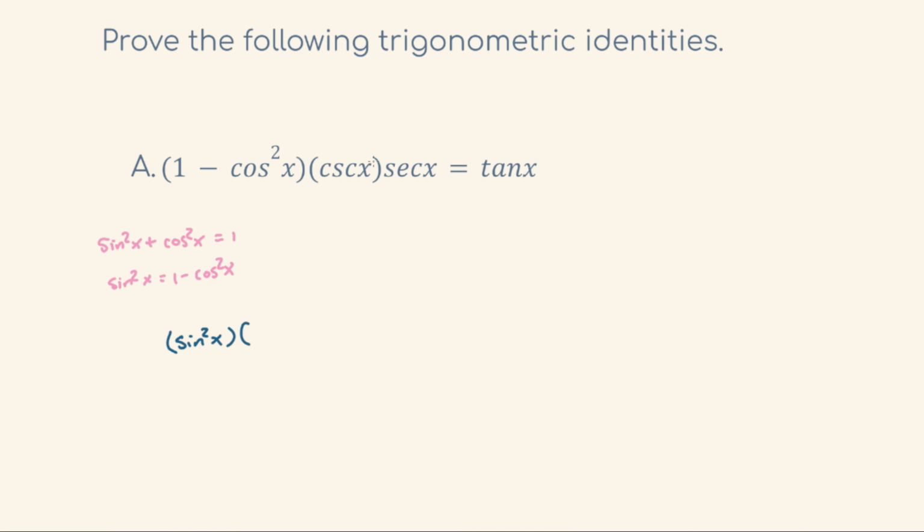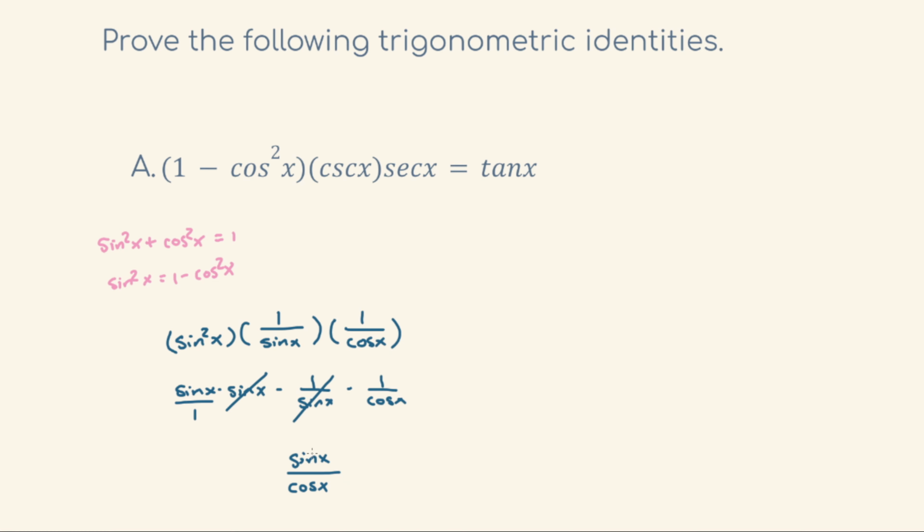And what do I know about this cosecant x? I know that's equal to 1 over sine x, right? And secant, what do I know about that? That's 1 over cos x. All right, great. Now this sine squared x, I can rewrite as sine x times sine x times 1 over sine x times 1 over cos x. Notice this sine x and this 1 over sine x cancel out, so I'm left with, top times top, bottom times bottom, sine x times 1 is sine x, and 1 times cos x is just cos x.